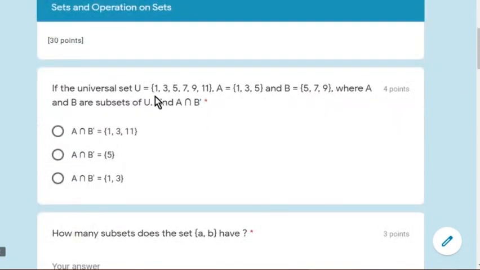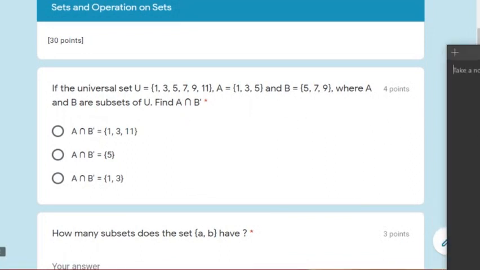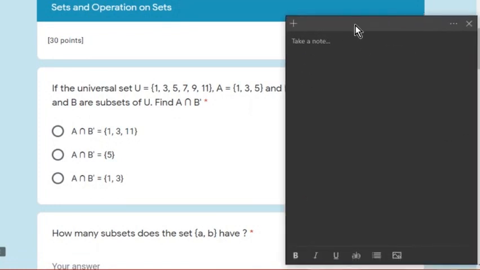Now the universal set is 1, 3, 5, 7, 9, 11. A is equal to 1, 3, 5, B is equal to 5, 7, 9, where A and B are subsets of U. We have to find the intersection of A and B complement. If you check it clearly, it is A intersection B complement. So we need to list the members of these two. The members of A are given in the question: 1, 3, and 5.